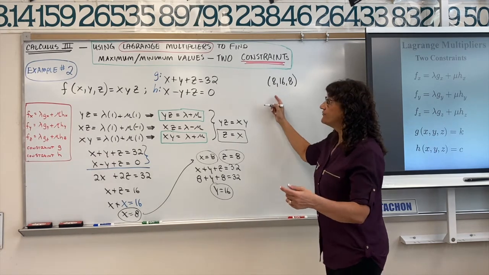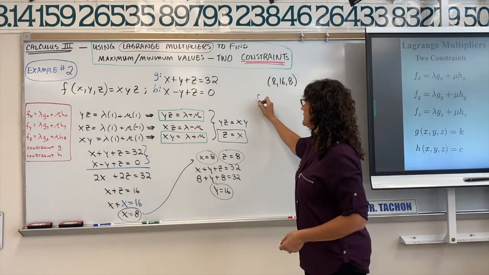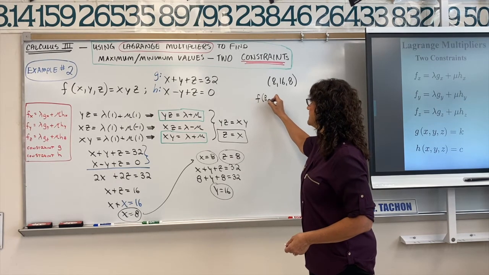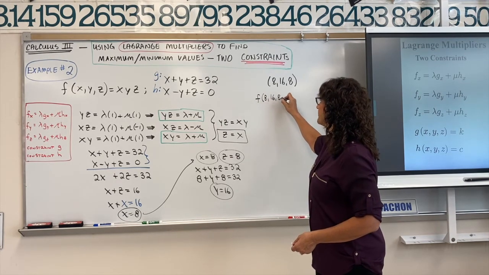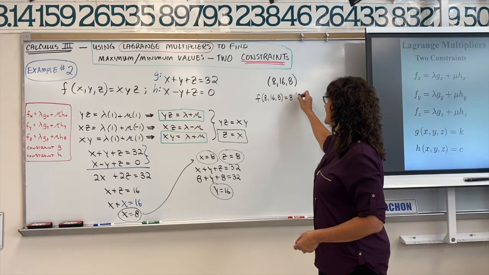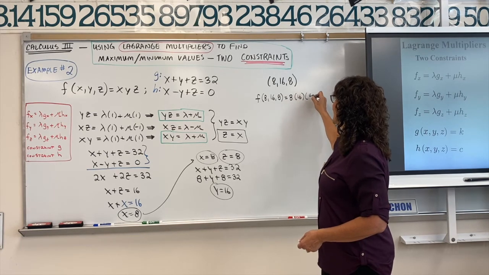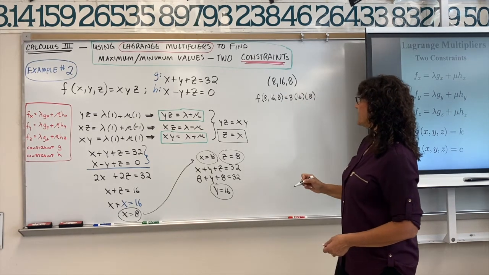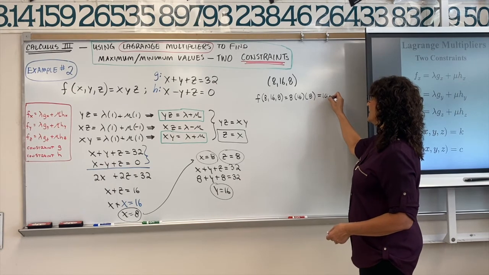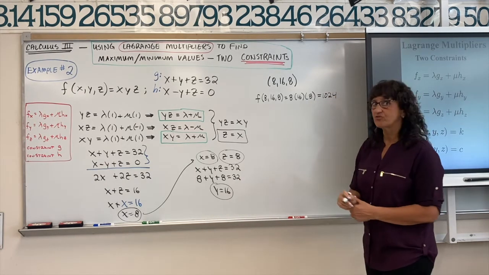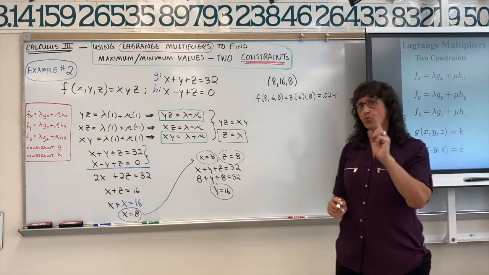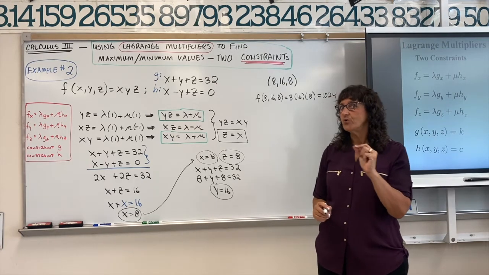And now let's figure out what the value is. So we have f of 8, 16, 8. Well, that's equal to 8 times 16 times 8. When we multiply that out, we get 1,024. Now we only have the one critical point.